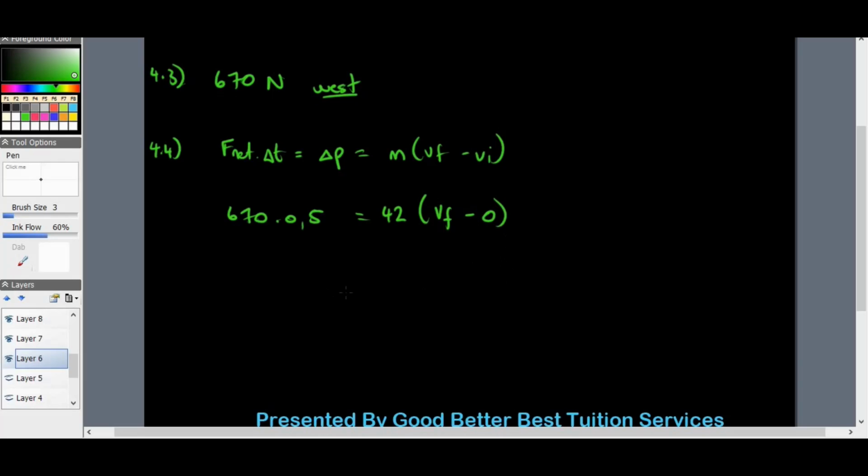670, half of that, gives us a value of 335, which is equal to 42 vf. Divide both sides by 42. We should end up with the final velocity of dancer B after it's pushed away by dancer A of 7.98 meters per second. And that is our final answer for question 4. With that, we wrap up question 4, 11 marks for the momentum question. Please stay tuned. We'll look at question 5 in the next video.